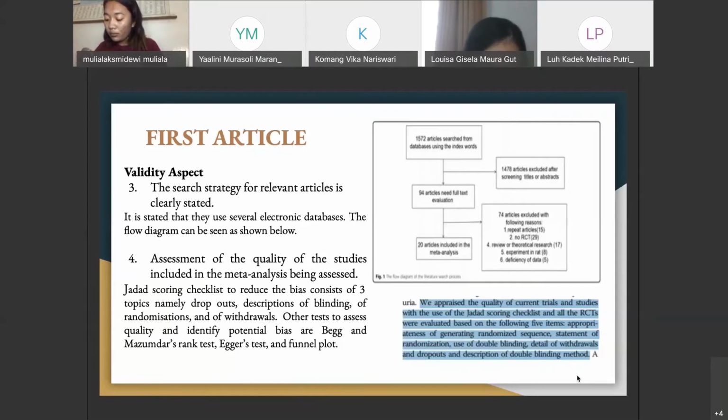And the fourth one is assessment of the quality of the studies included in the meta-analysis. They used the Jadad system to assess the quality of the studies included. The scoring checklist to reduce the bias consists of 3 topics, namely dropouts, descriptions of blinding, and of randomization and withdrawals. The results are 7 articles each got a score of 2, 9 articles each got a score of 3, and 4 articles each got a score of 4. Other tests to assess quality and identify potential bias are Begg and Mazumdar's rank test, Egger's test, and funnel plot. Next.